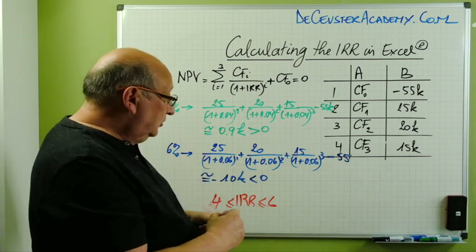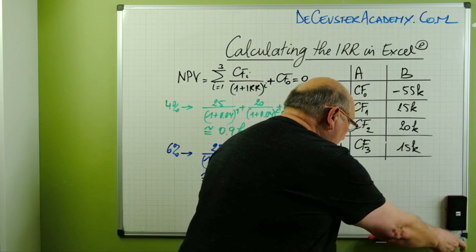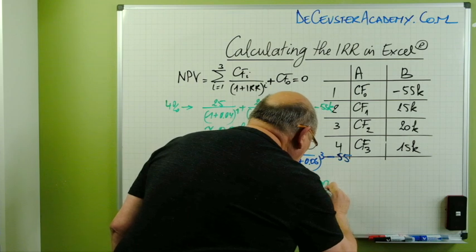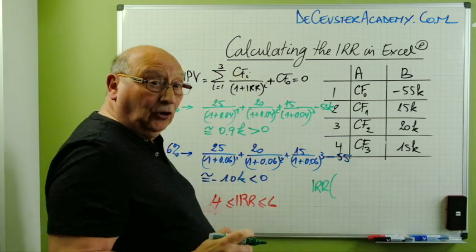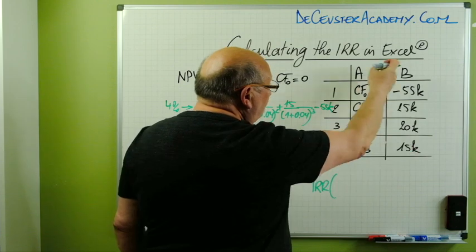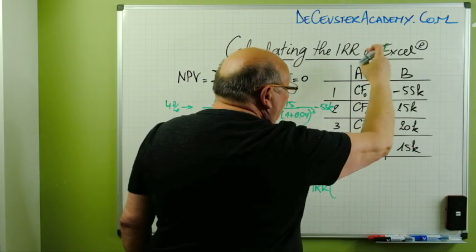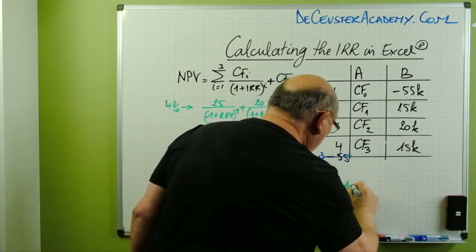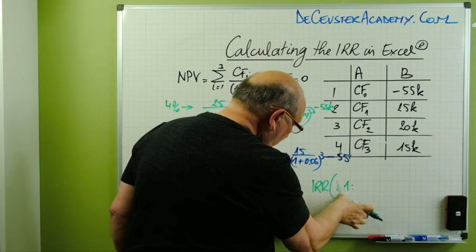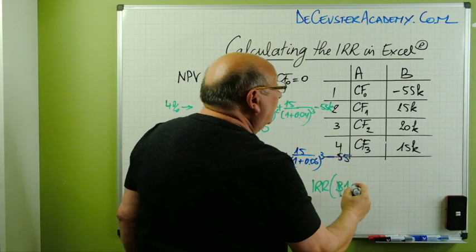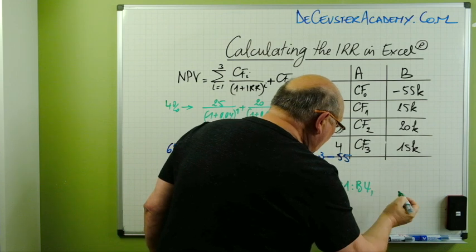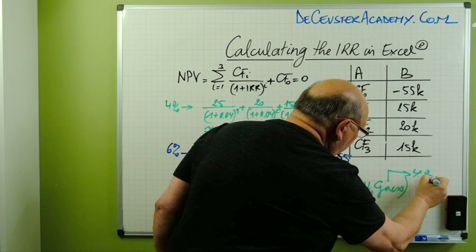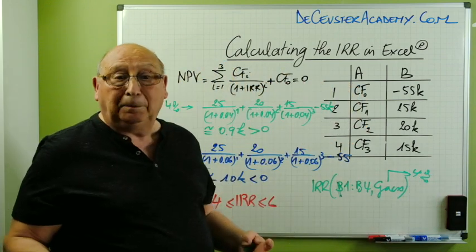Now, when we use the formulas in Excel, we can use the formula IRR, and we use the cash flows. In this case, we have the cash flows in rows and columns. So we have B1 till B4, and then we have a guess, and we can say this will be 4%. Our first guess would be 4%.